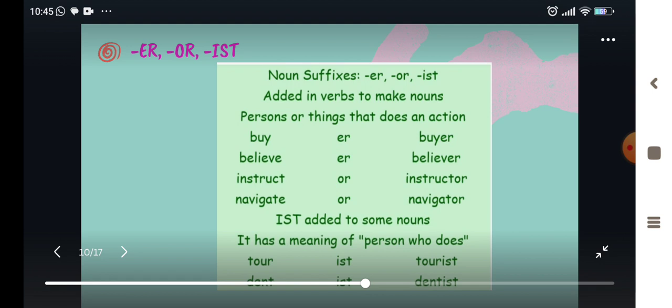Okay, so maybe more examples could be, give me a second. Yes, this is the correct meaning of person who does.